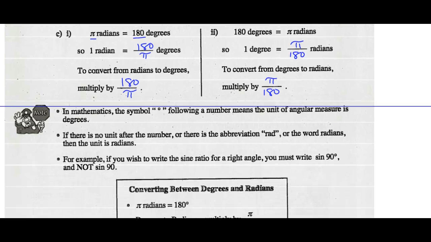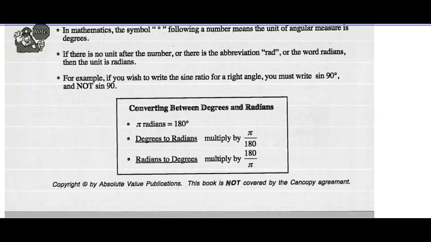Note, in mathematics, the degree symbol following a number means the unit is an angular measure of degrees. If there is no degree symbol after the number, or if it's abbreviated with RAD, then the measure is in radian measure. For example, if you wish to write the sine ratio for a right angle, you must write the sine of 90 degrees. If you write the sine of 90, it is understood to be 90 radians.